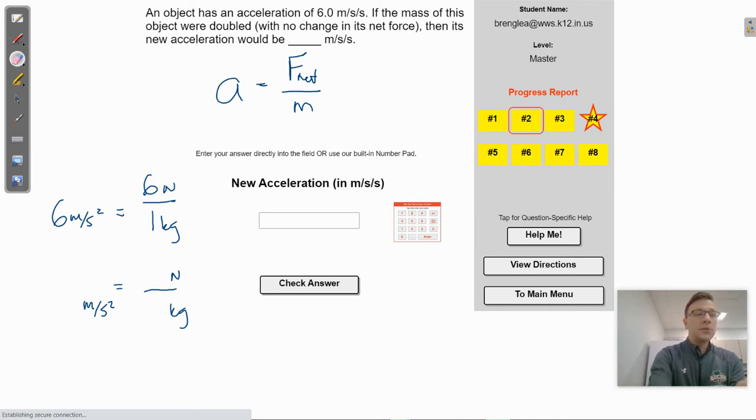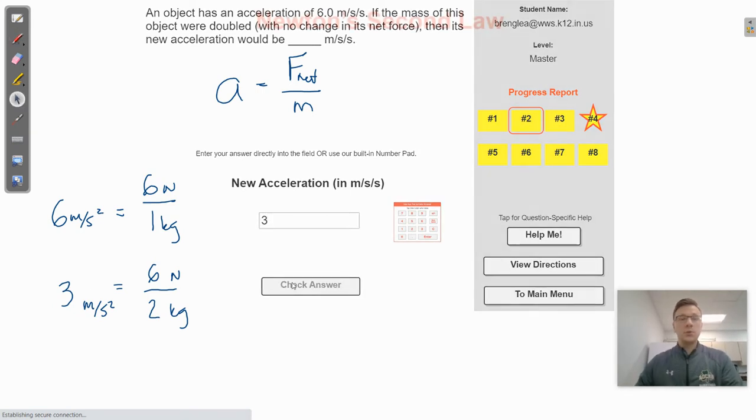I'm all over the place today. So we'll stick with 6 newtons of force, and then we will double the mass to 2 kilograms. That is going to cut our acceleration in half. Since we doubled the mass, we cut the acceleration in half, and the answer is going to be 3 meters per second squared.